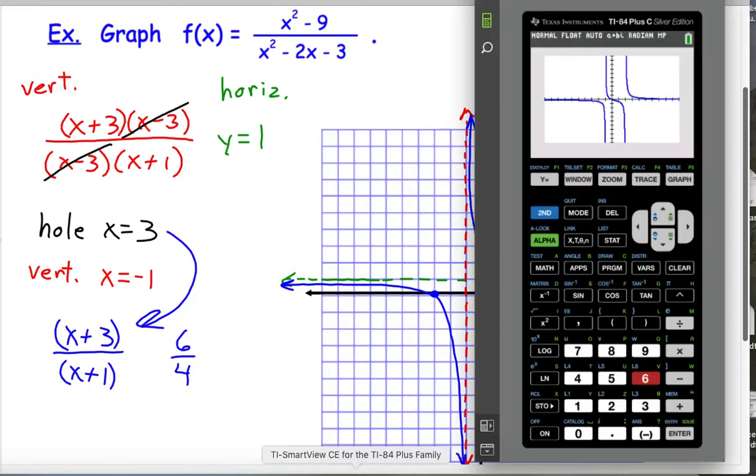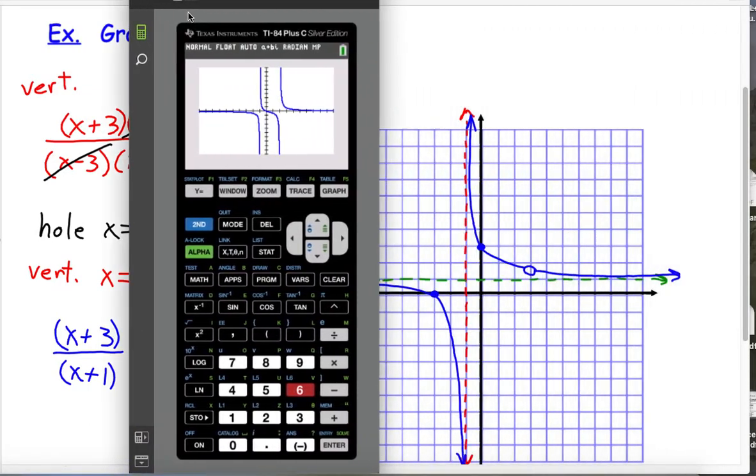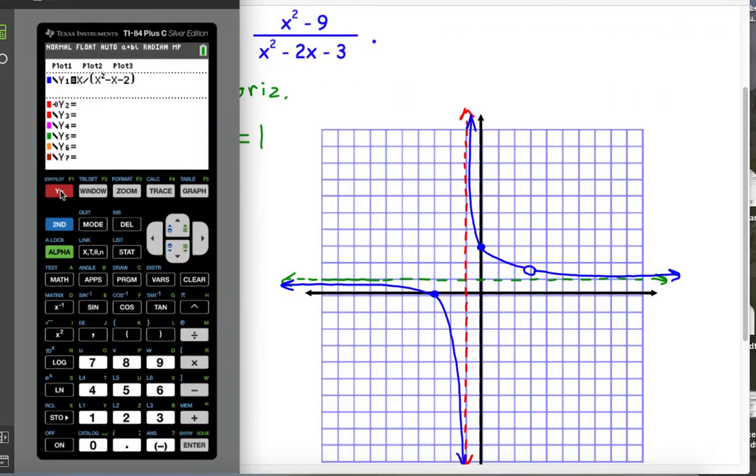If we want, we can check with the calculator once again. We'll put in, making sure you put these in parentheses, x squared minus 9 divided by x squared minus 2x minus 3.